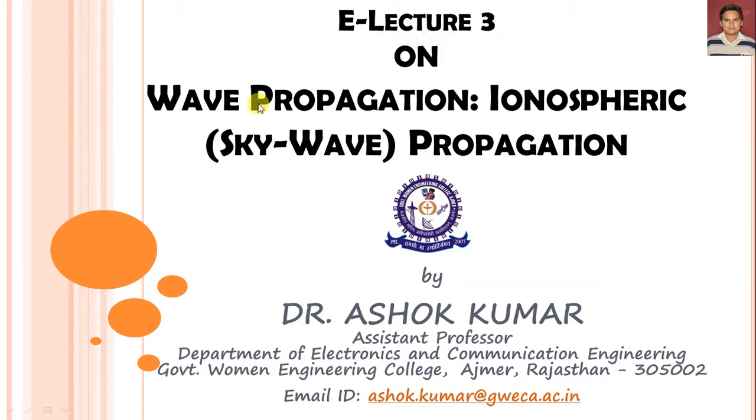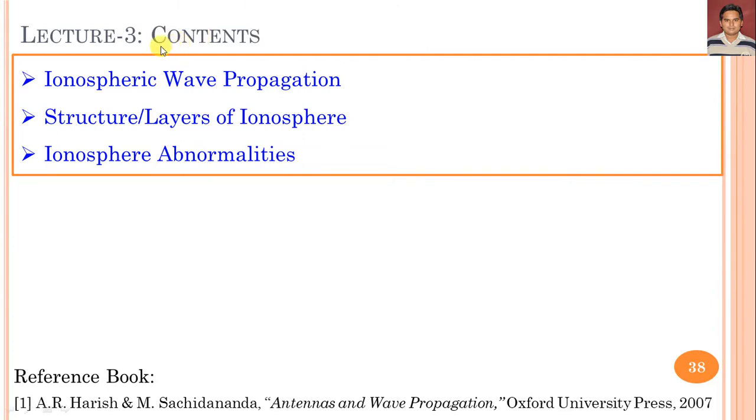This is lecture 3 on the wave propagation series, and in this lecture we are going to discuss ionospheric wave propagation. Ionospheric wave propagation is also called sky wave propagation, as we have discussed in lecture 1 of this series. The following contents will be addressed during this lecture: ionosphere wave propagation, then structure and layers of ionosphere, then ionosphere abnormalities. The content of this lecture is prepared with the help of this reference book.